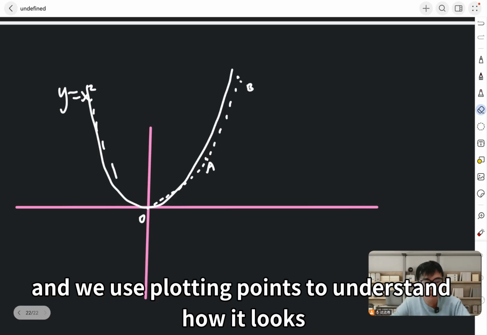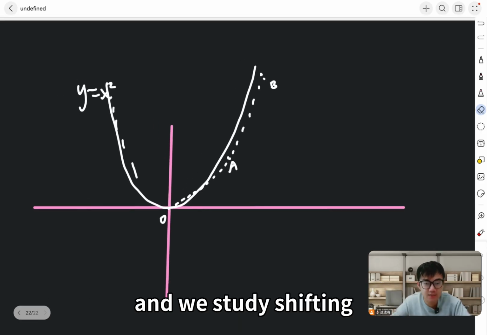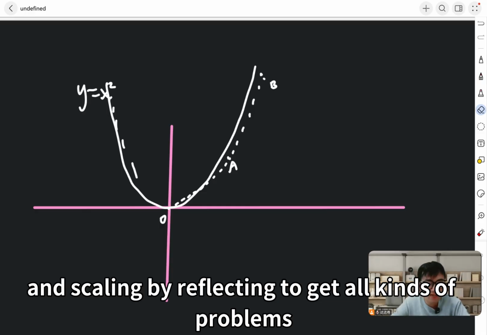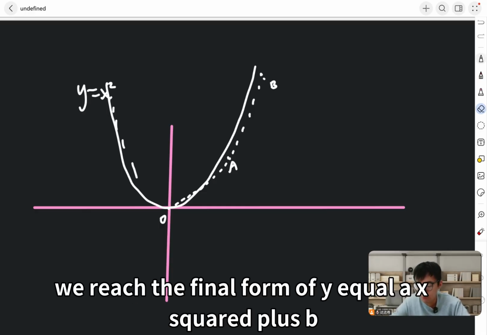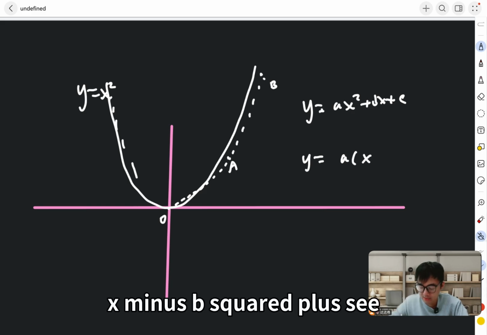And we use plotting points to understand how it looks, and we study shifting, scaling, and reflecting to get all kinds of parabolas. And finally, we reach the final form of y equals ax squared plus bx plus c, or the vertex form, y equals a(x minus b) squared plus c.